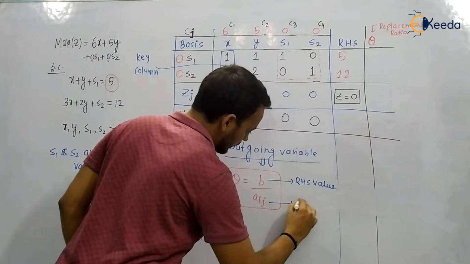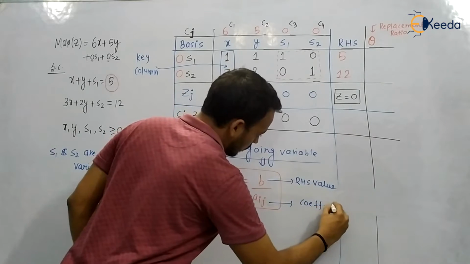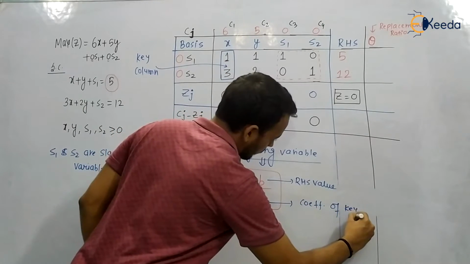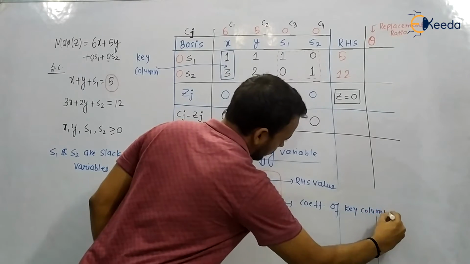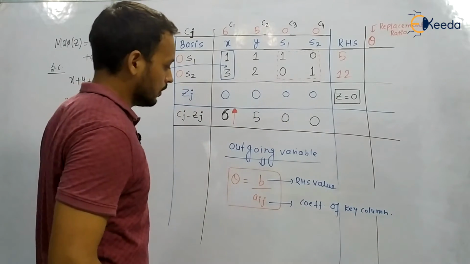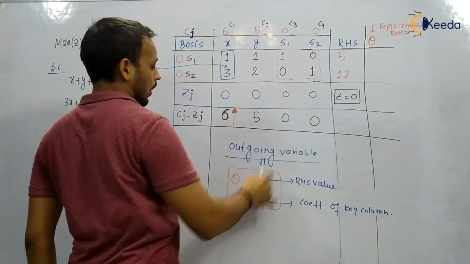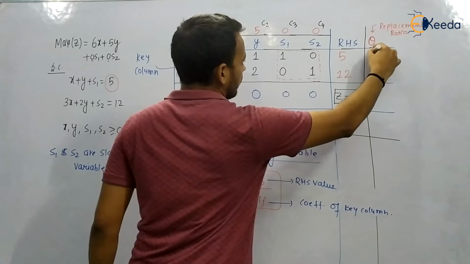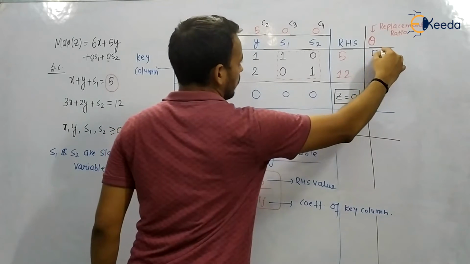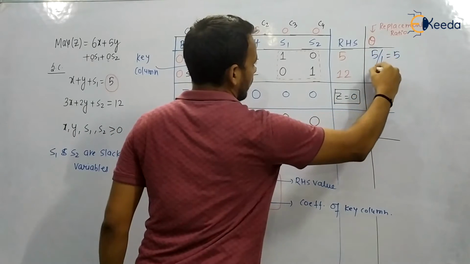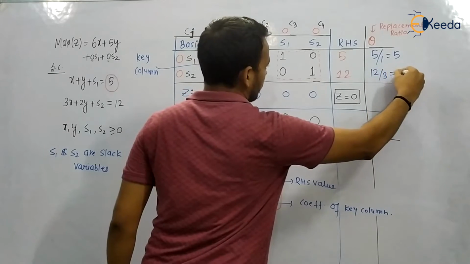Okay, this aij is the coefficient of the key column. So you can see the RHS value is 5 upon 1, it is going to be 5, and 12 upon 3 it is going to be 4.